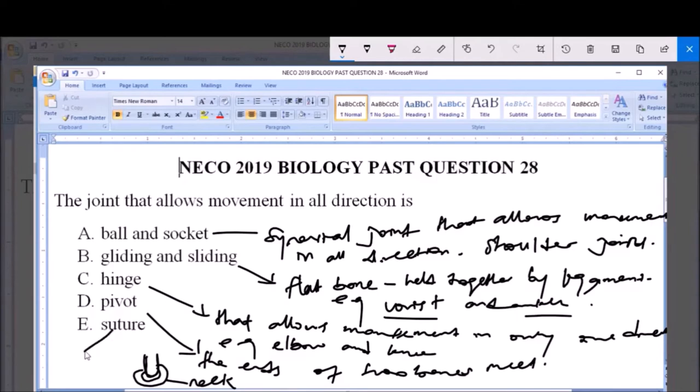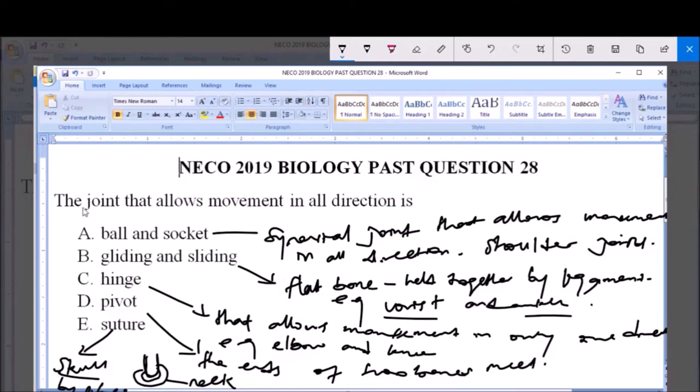Now option E says suture. Now this suture joint is only found in the skull. The joint in the skull is the suture joint, whereby the bones of the skull are actually attached together by fibers, so they form the suture joint. So it's only found in the skull.